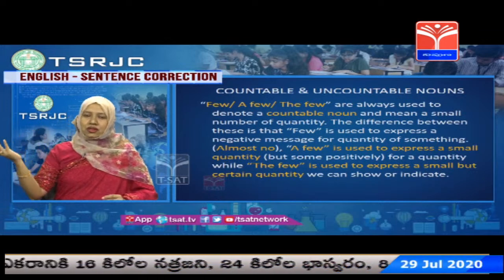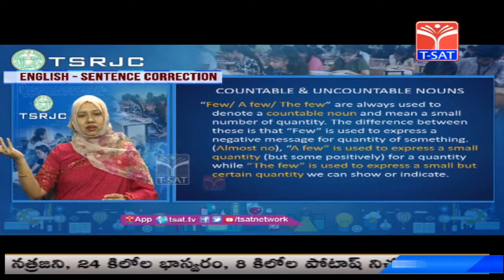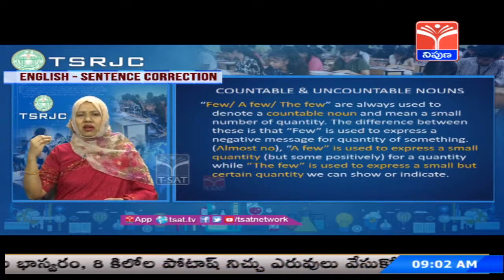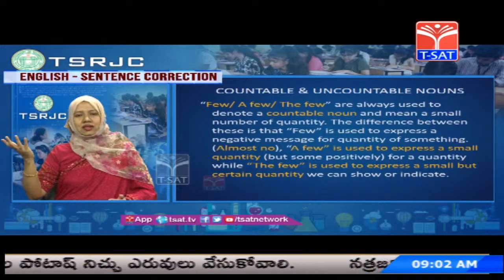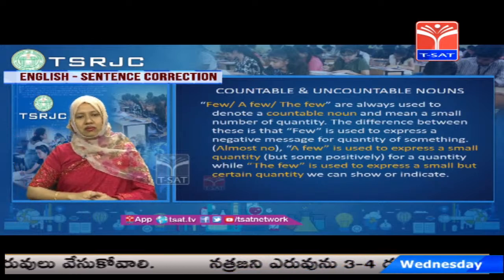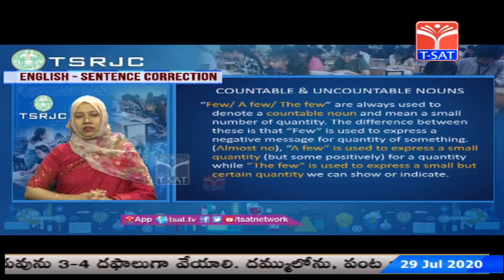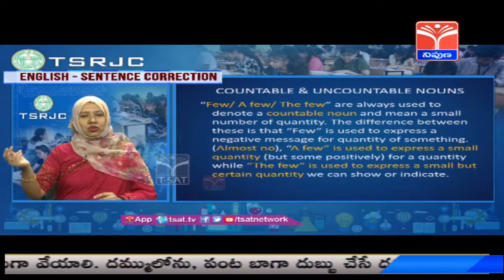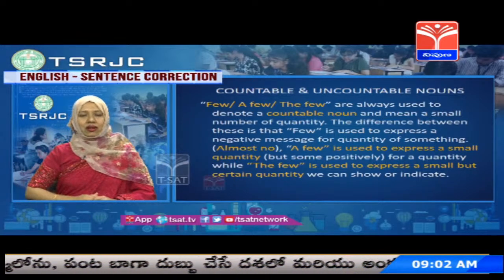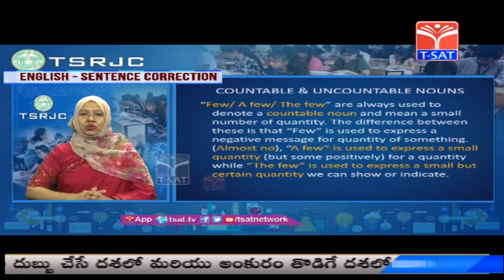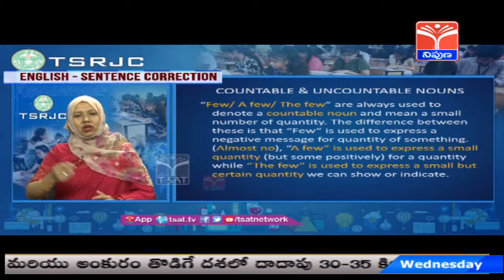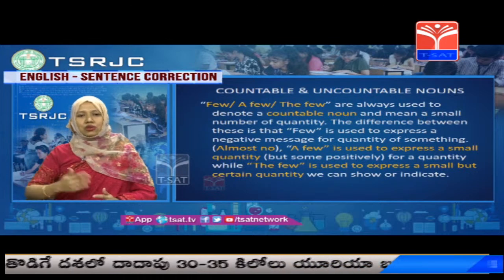Very few students are attending Zoom classes. Few here refers to very less, one or two, which is equal to none, nil, almost no. Out of 40 students, if 1 or 2 students are attending online classes, we say few students are attending. That means only 1 or 2, which is negligible, which is equal to no.